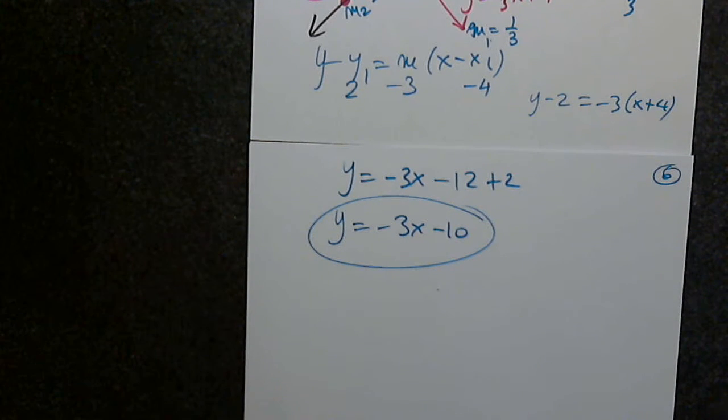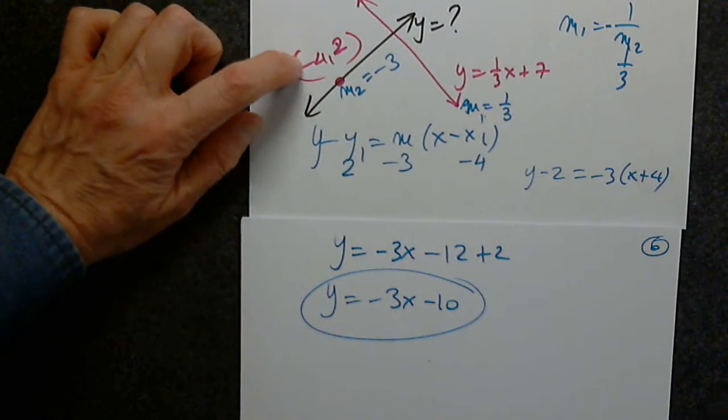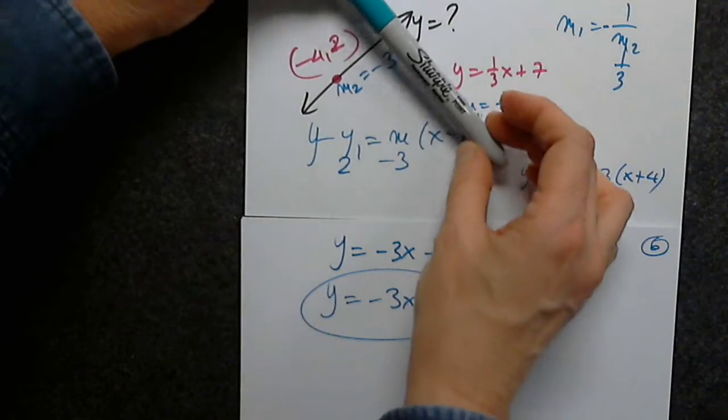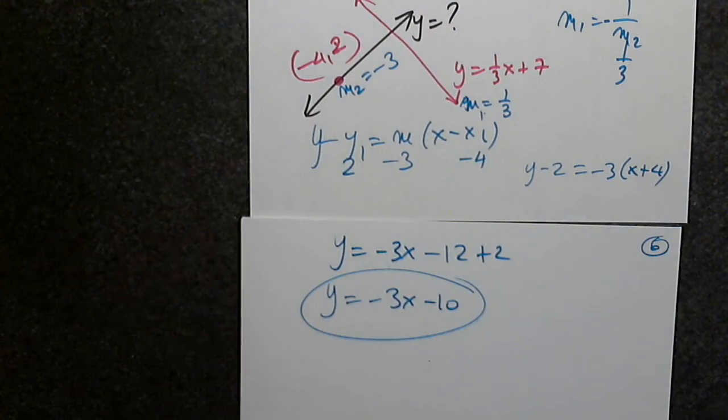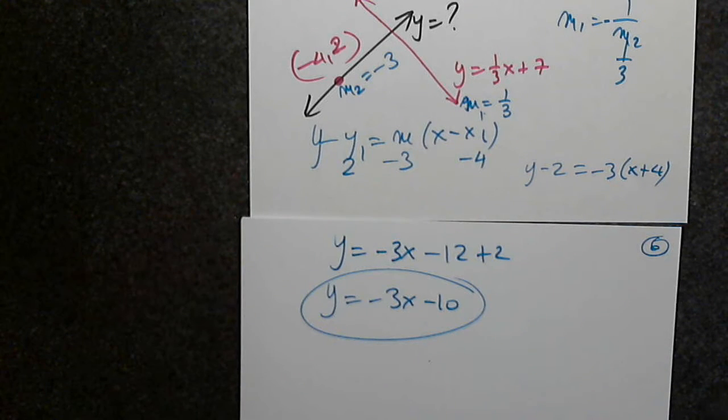So can anyone tell us what this equation is all about? What does it mean? It's the equation of the line that passes through (-4, 2) and is perpendicular to 1/3 x plus 7. Guaranteed.